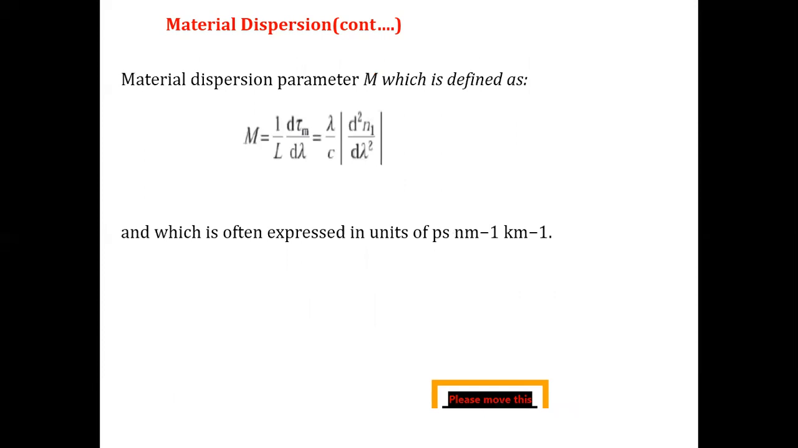So the material dispersion parameter can be represented as M, which is defined as M is equal to 1 by L into d tau m divided by d lambda. So by substituting the value of d tau m, we know the value of d tau m divided by d lambda is equal to lambda L by C into modulus of d square n1 divided by d lambda square. So from this the value of L gets cancelled. So we will get lambda by C into d square n1 divided by d lambda square. So here we have the value M, right? This M is expressed in unit of picosecond per nanometer per kilometer, right?